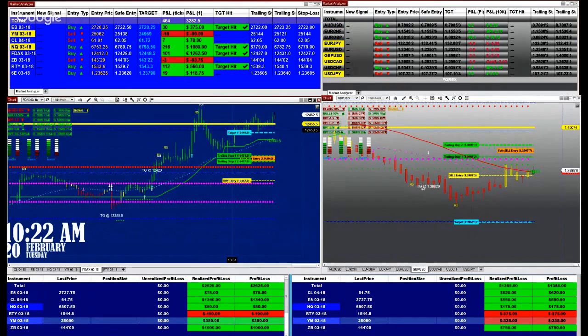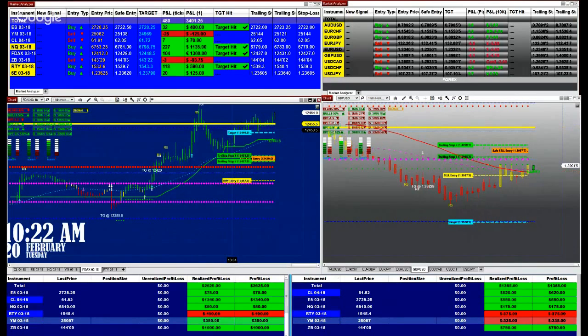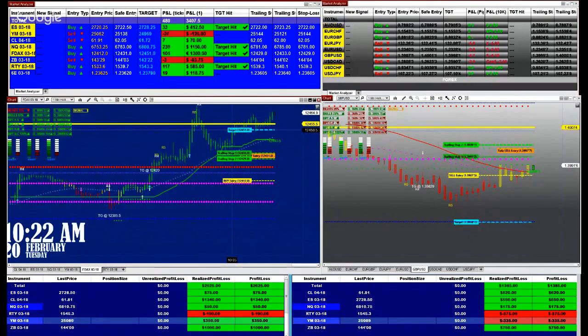The YM is struggling today. It's not really going smooth. Also, the 30-year Treasury bond has been flat on the signal, a bit flat. We don't have a new signal on the 30-year Treasury bond. Let's look at the forex. I usually look at the euro dollar. There's not much going on.